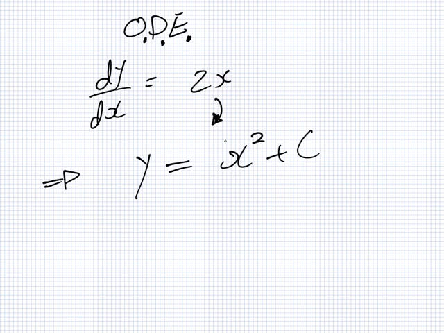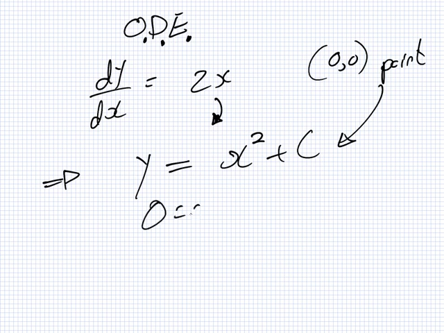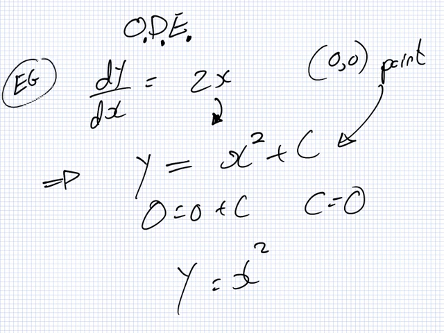So for example, if I say 0, 0 is a point, and if I sub that in, I get 0 equals 0 plus C, so C equals 0. So I have my answer, y equals x squared. Now that's a very simple example. Too simple really for the exam. We'll look at a more difficult one in a moment. But just as a first example, could you write this down as an ODE?